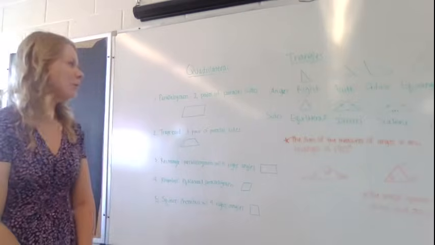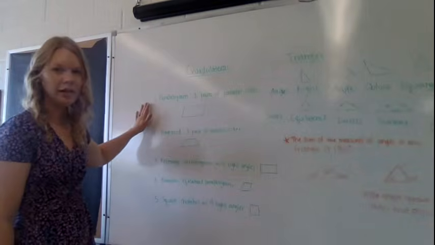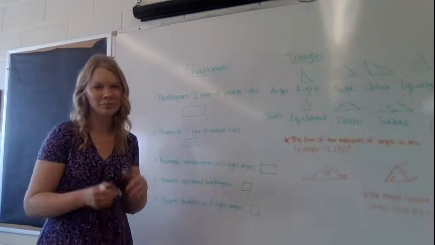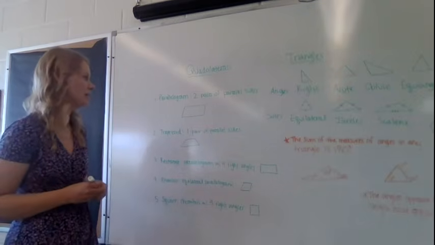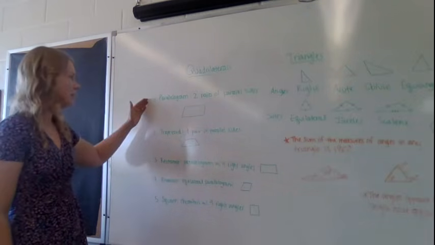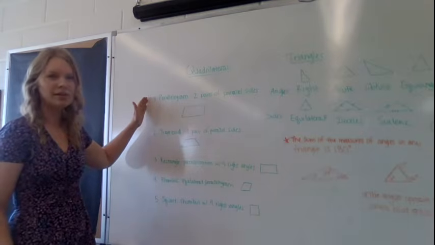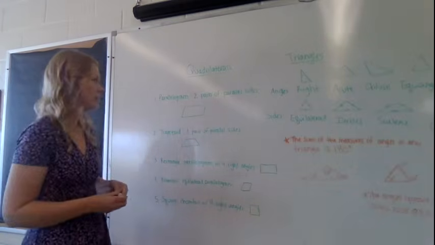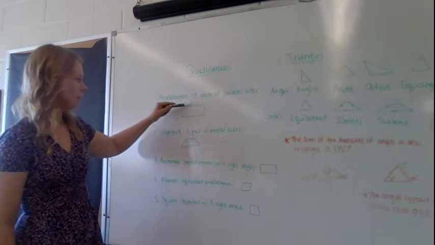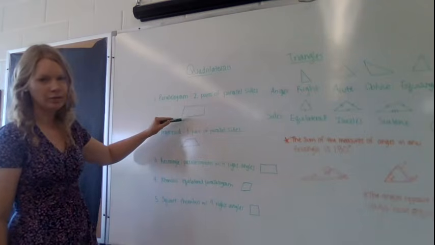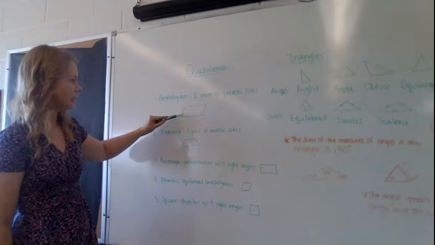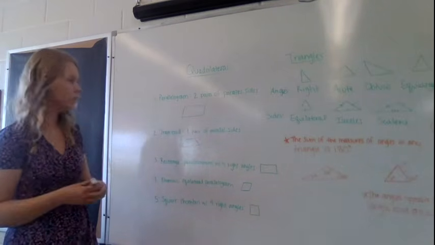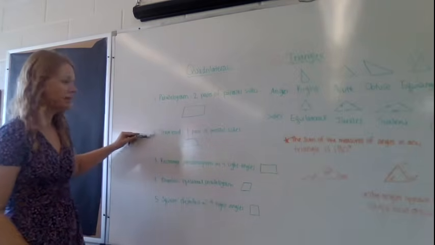Moving on to quadrilaterals. We've got 5 different types of quadrilaterals, and for each one you are going to want to write these down and possibly draw some examples as well. So the definition of a parallelogram is that it's a quadrilateral that has 2 pairs of parallel sides. So you can see in this example here, the horizontal lines are parallel to one another, and these lines that are more at an angle, I guess we could call them the vertical lines, are also parallel to one another. Next up, a trapezoid.